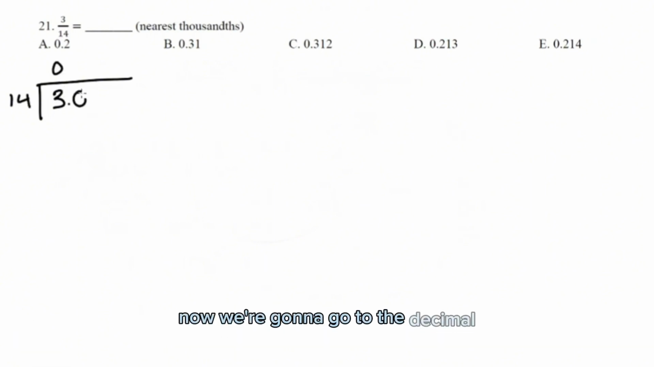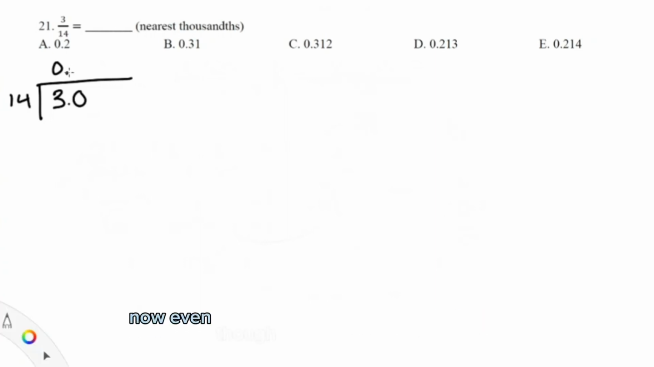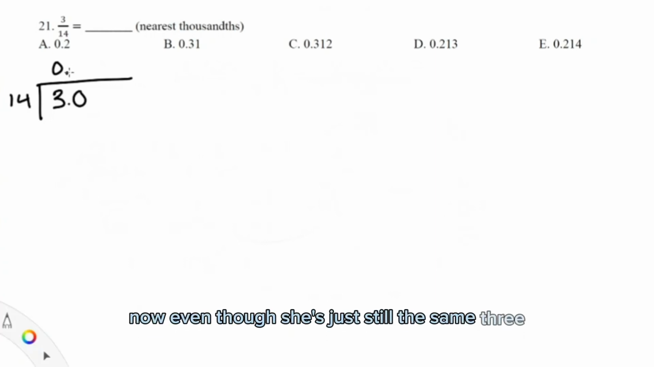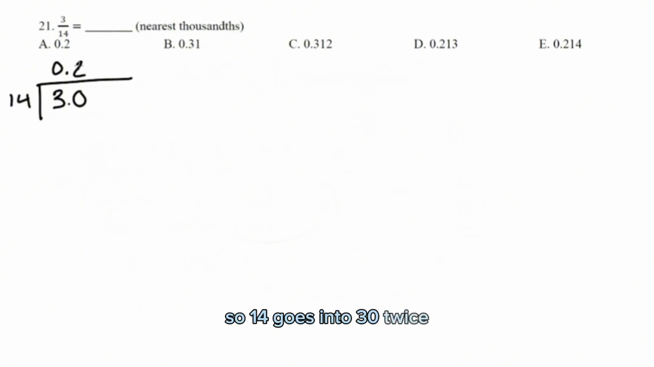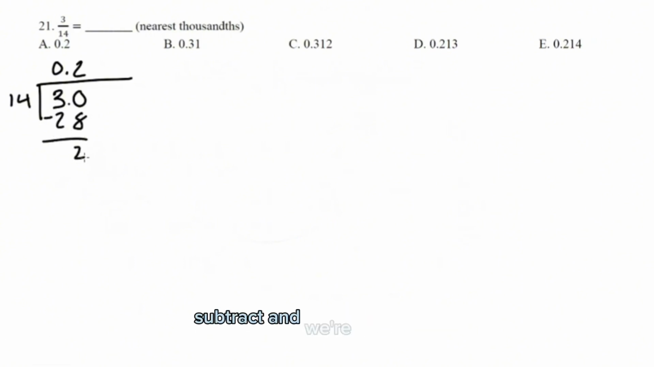Now we're going to go to the decimals. So we're going to write this as 3.0 and we're going to add a decimal point here. Now even though this is still the same 3, we're going to see it as 30. That way we can do further division. So 14 goes into 30 twice. 14 times 2 is 28. So we write 28 here, subtract, and we're left with 2.